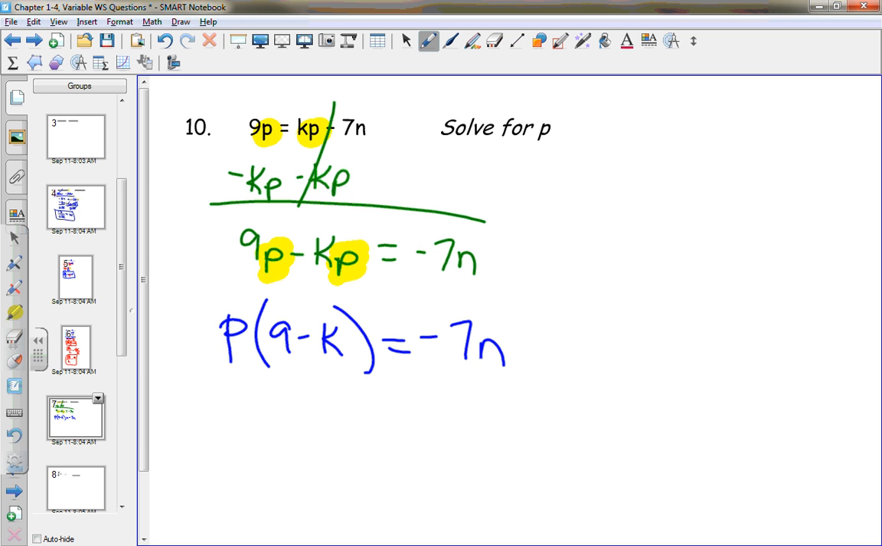Do we understand that, yay or nay? Visual or verbal, we all with me? What do you not get? Okay, we need to back up then. You need to say, do you understand why we subtracted KP from both sides? Because I need both of my P's on the same side of the equal sign.